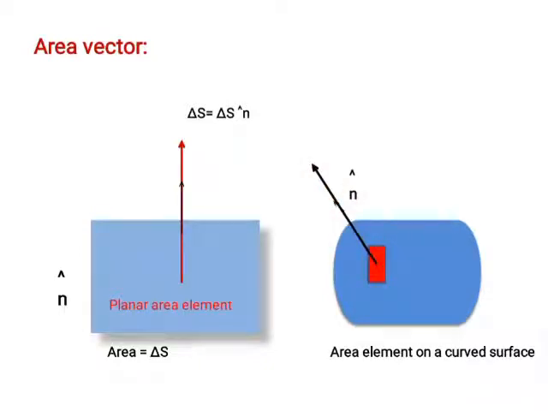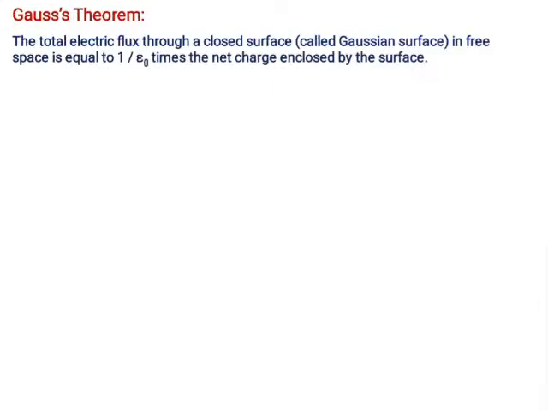Next one, Gauss theorem. Gauss is the name of a scientist, and after him the theorem is named, so we call it Gauss theorem, or Gaussian theorem. According to him, the total electric flux phi through a closed surface area in free space is equal to 1 by epsilon naught times the net charge enclosed by the surface. This is the statement of Gauss theorem.